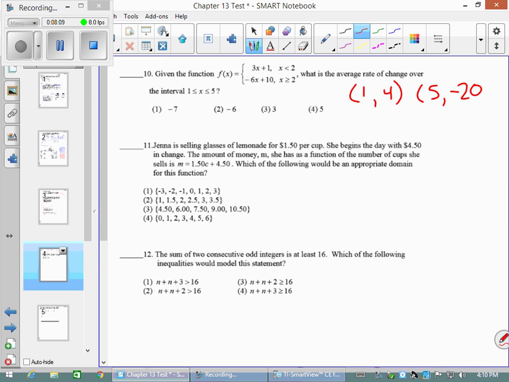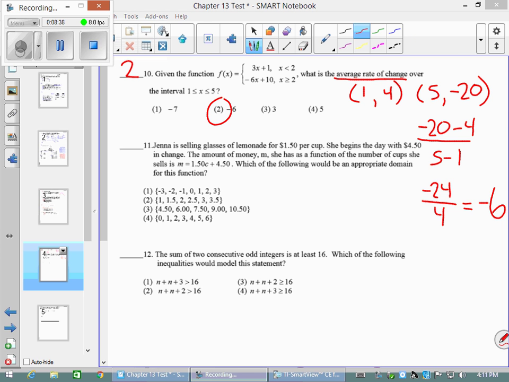When they ask us our average rate of change, we know that is our change of y's over our change of x. So we would do negative 20 minus 4 over 5 minus 1. We would get an answer of negative 24 over 4, which is also negative 6. So your answer was choice 2.